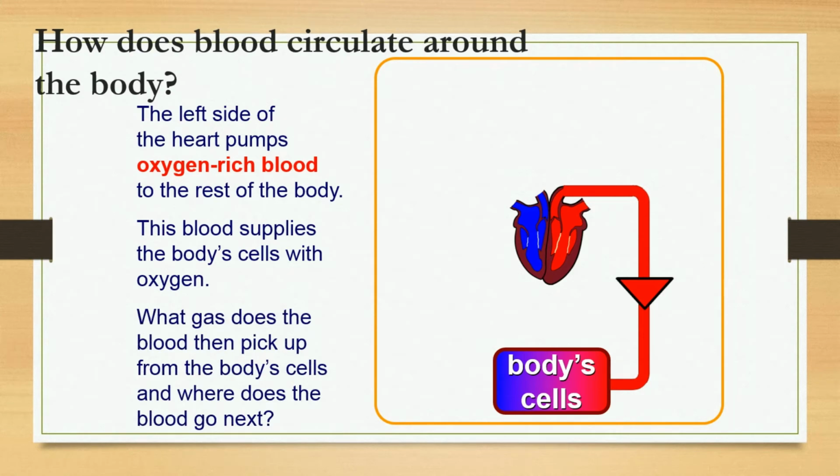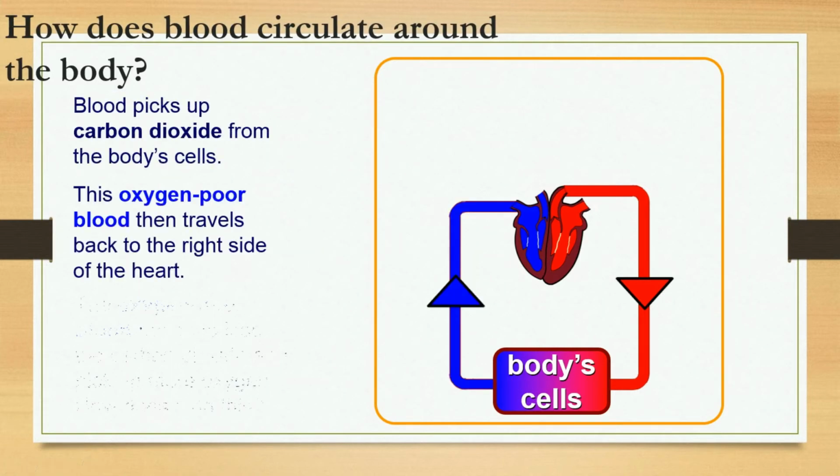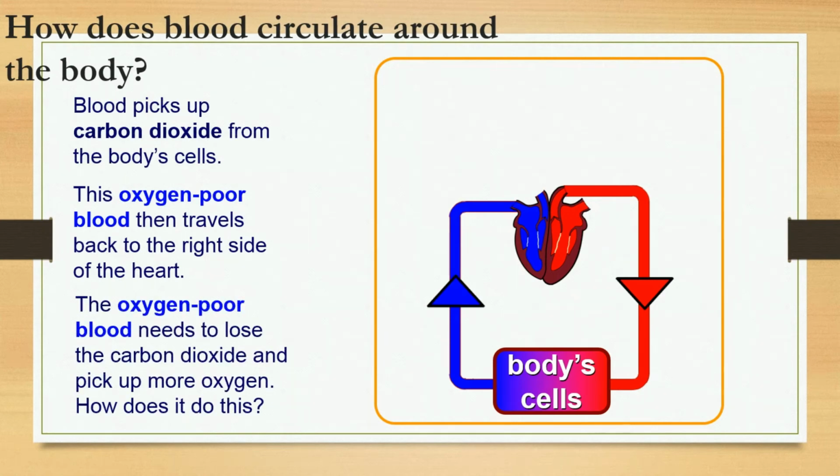Now what gas does the blood pick up from the body cells, and where does the blood go next? Here in the body cells, respiration is happening, for which it needs oxygen, which is brought by the aorta. Now that respiration has happened, which gas is going to be produced? Carbon dioxide is a waste product that has to be excreted from the body. So this blood should go back to the heart, from where it will be excreted from the body.